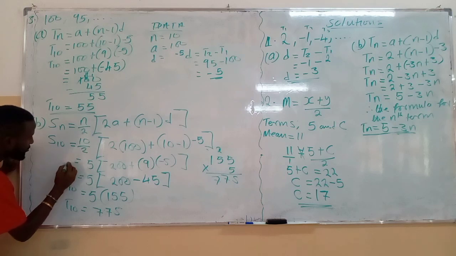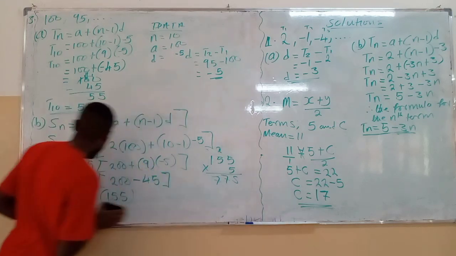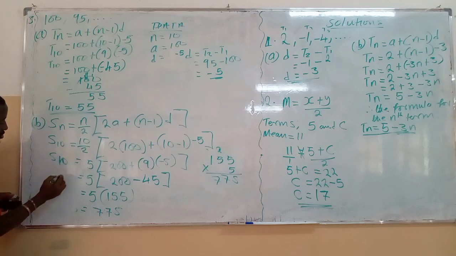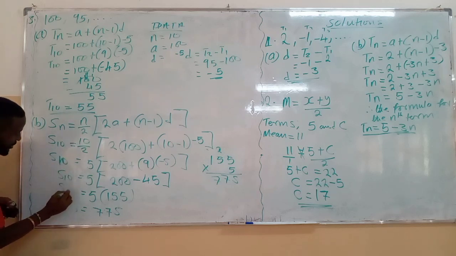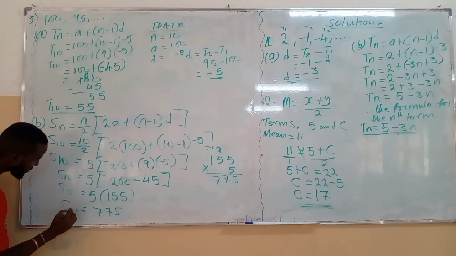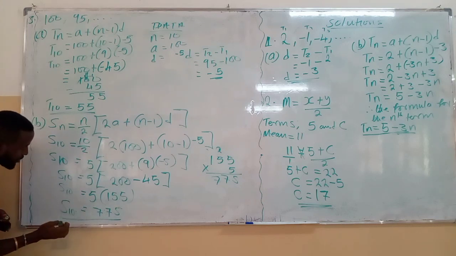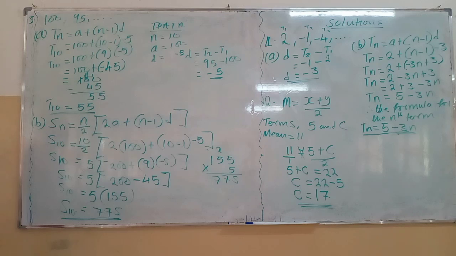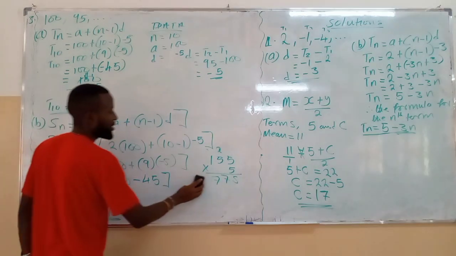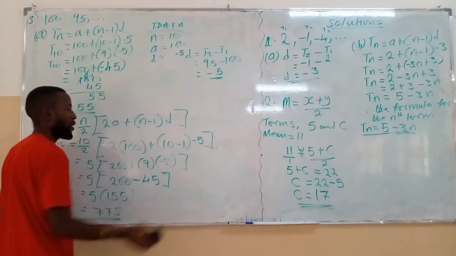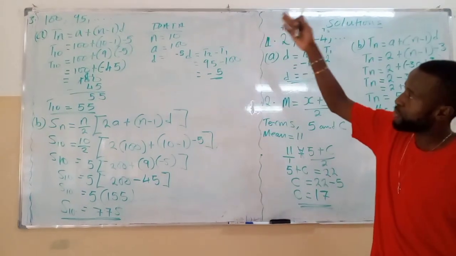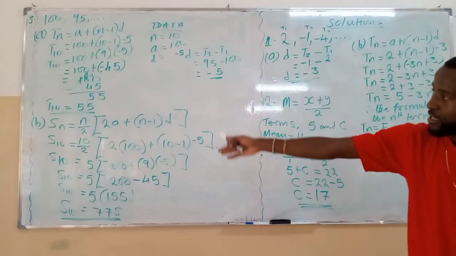That is the sum of the first 10 terms. Remember, we are finding the sum of the first 10 terms, so the sum of the first 10 terms is equal to this one. So this is our final answer, which is 775. So this is how you find your answer in paper 1. Hopefully I have made this look very easy for you. So we have found question 3; we have questions 1, 2, 3, and the answers are there.